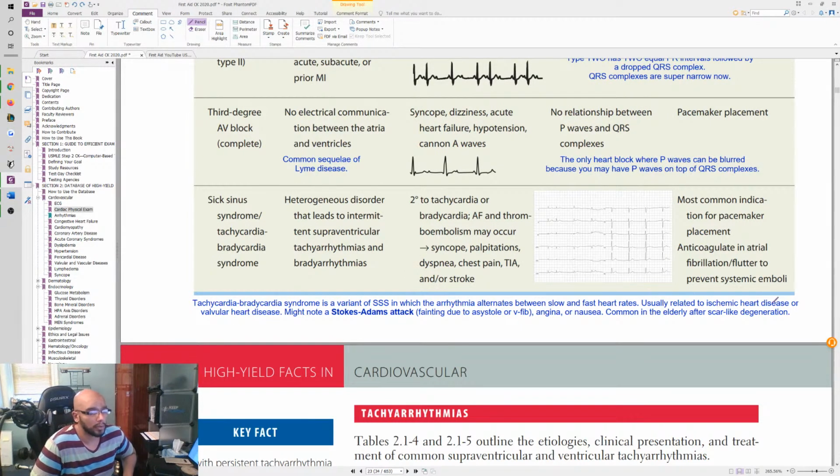Usually related to ischemic heart disease or valvular heart disease, you might note Stokes-Adams attack, which is a fainting due to asystole or ventricular fibrillation. You can also note angina or nausea, common in the elderly after scar-like degeneration of their heart. All right, so very important to watch out for this. CK and UWorld and Amboss, they like asking this question because it's not so standard as the other things that we've looked at so far.